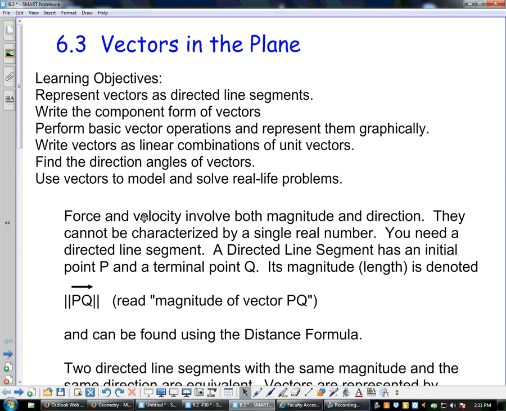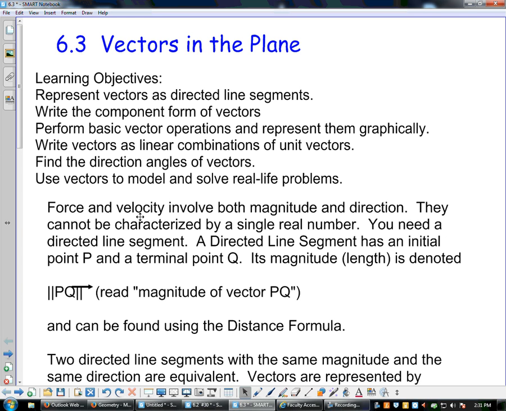Backing it up. You could. But it is a directed line segment. It has an initial point and a terminal point. Directed meaning it's not just a line segment, it's got a direction. And it has a magnitude, which is represented by the length. It's got a certain direction and a magnitude.